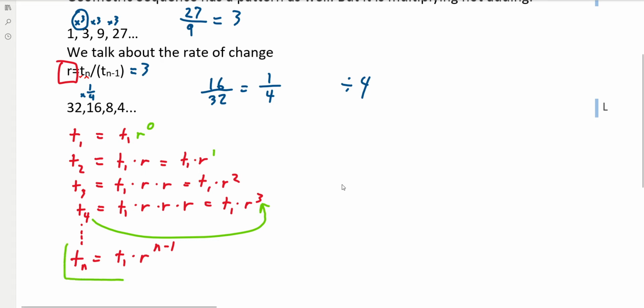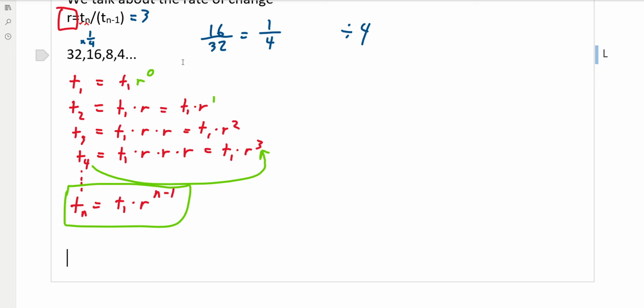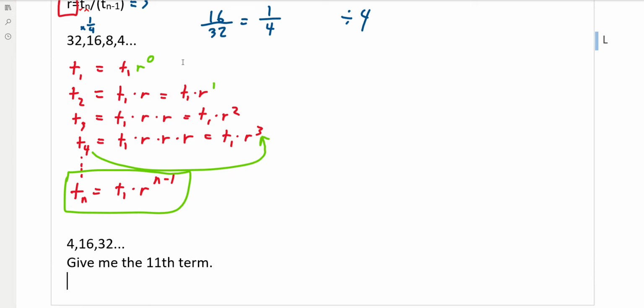So we now have a general term for any term in a geometric sequence. So if I tell you a sequence, let's go with 4, 16, 32, ... and I want you to give me the 11th term. This might be too big, but we'll try it. You can solve for it.